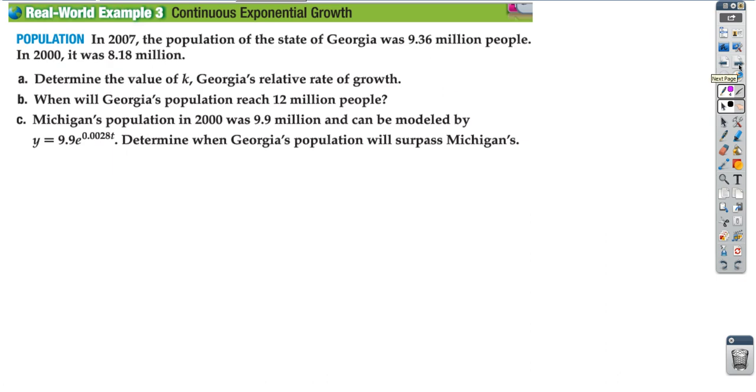So this is talking about the population of the state of Georgia, and this is going to be growth because it's growing. So here's our equation right here. It says determine the value of k. So if we want to know what k equals, that means they have to give us every other variable. So y is the current amount of people, which is this. So I'm just going to fill this in.